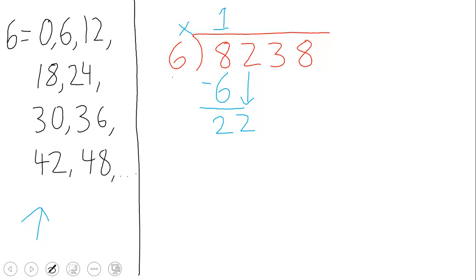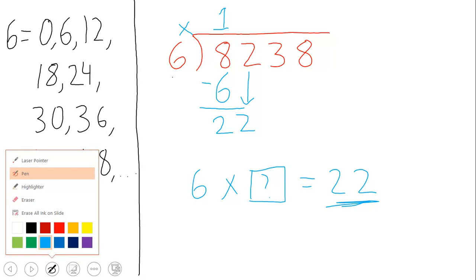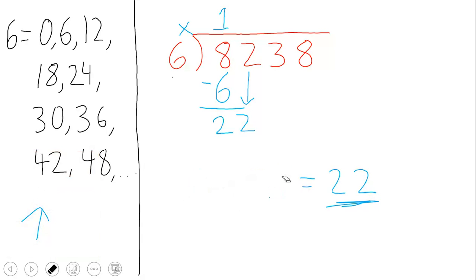And we ask the same question, right? Is there a whole number that I could use to multiply by 6 to give me 22? And the answer is again no, right? 6 does not evenly divide 22. 22 is not a multiple of 6. Okay, so we're going to do the same thing. We're going to go for the next best thing.